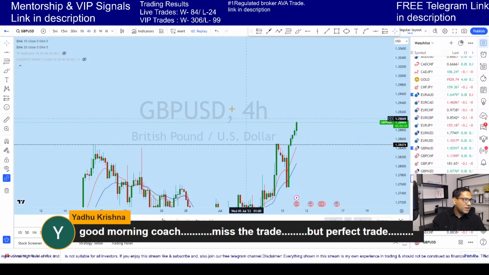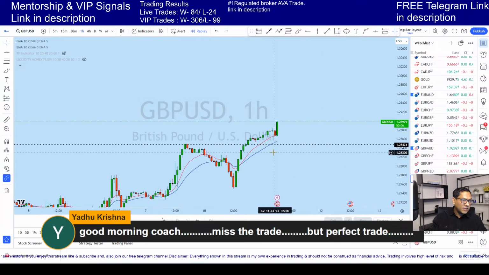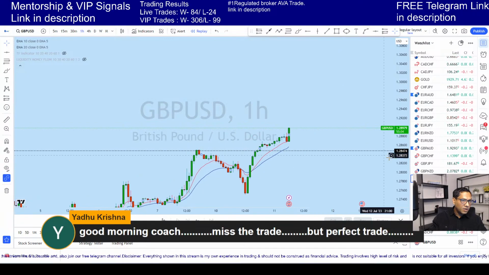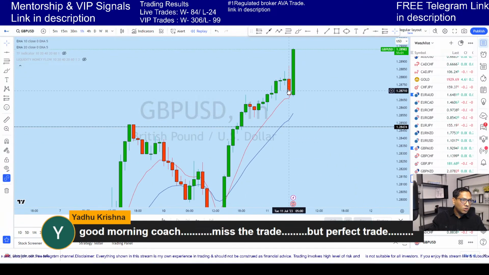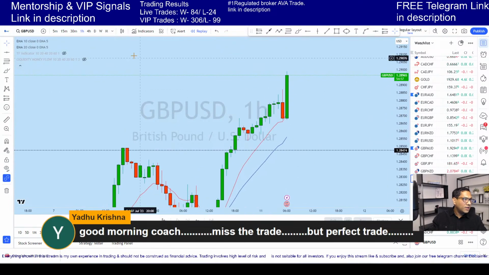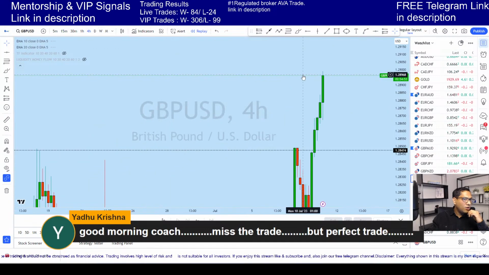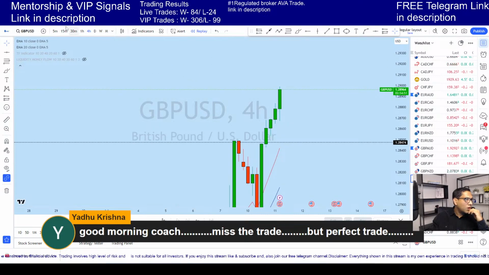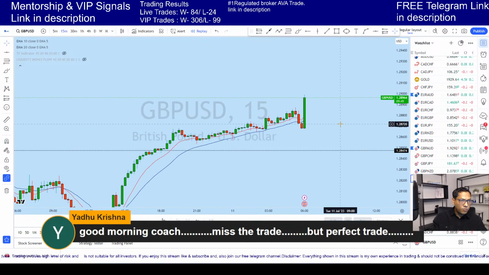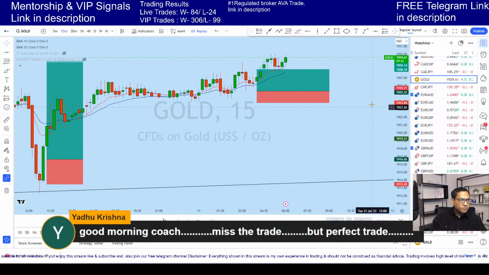Now if you look at the lower time frame, as we saw after this break to the downside on the 1 hour against the trend, it grabbed liquidity and then made a move to the upside. So let's see what kind of lower time frame price action we can get for a potential entry, either on GBPUSD or on gold.